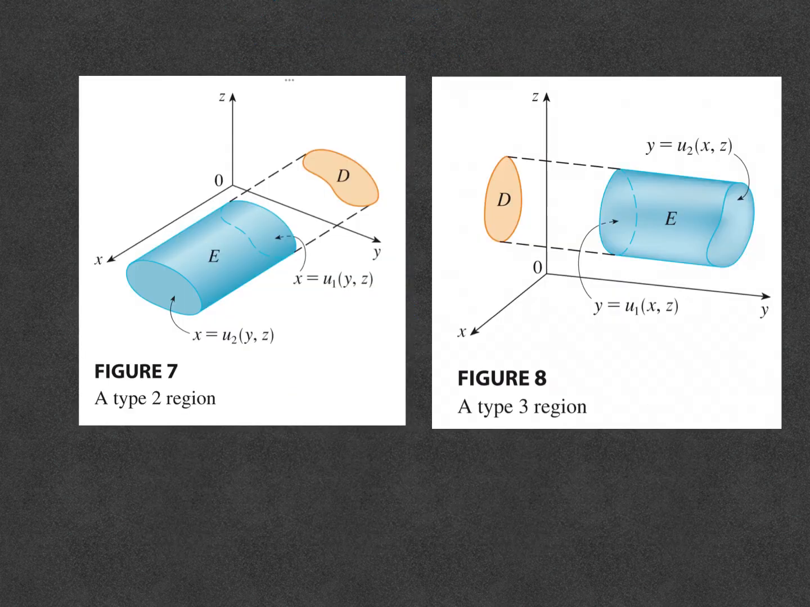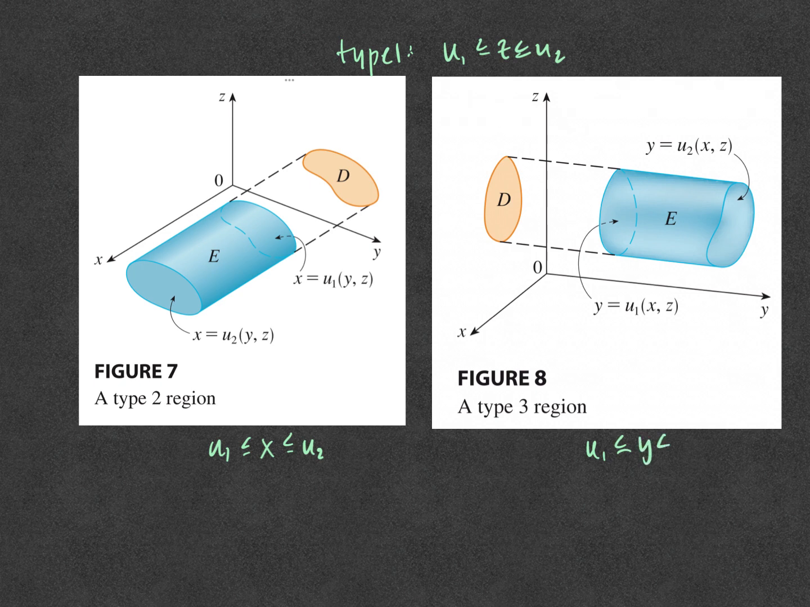So here we have pictures of a type 2 and a type 3 region. Remember, in a type 1 region, z is between u1 and u2. And in the type 2 region, x is between u1 and u2. And in a type 3 region, y is between u1 and u2.